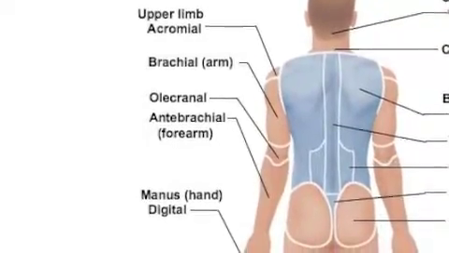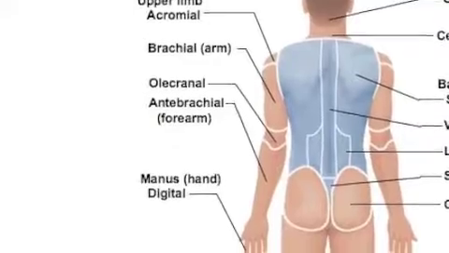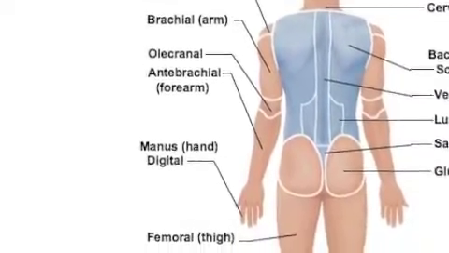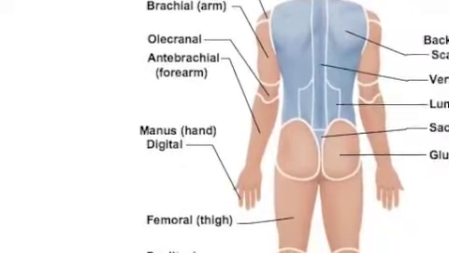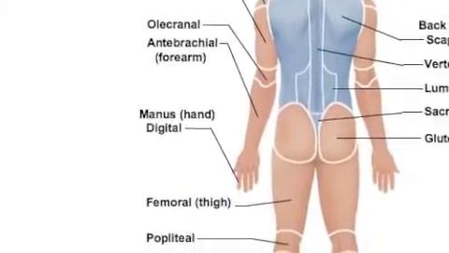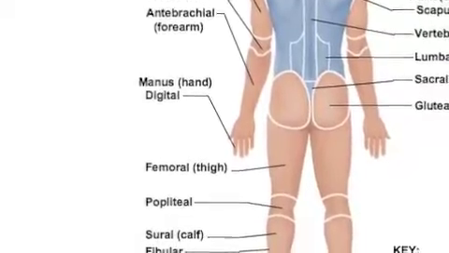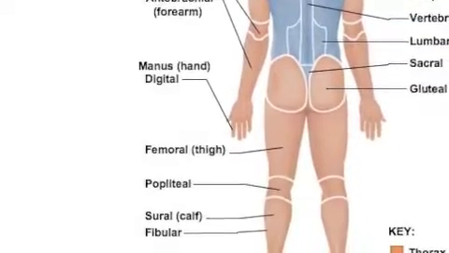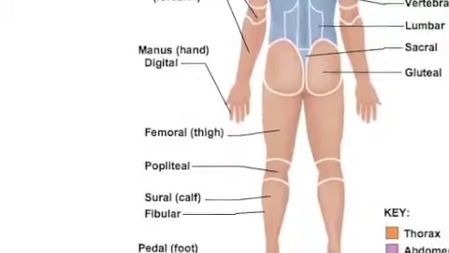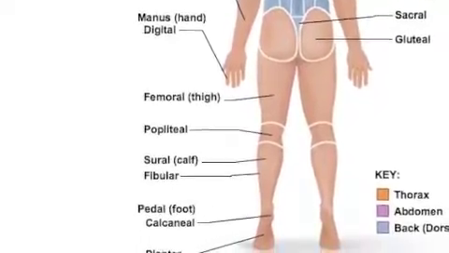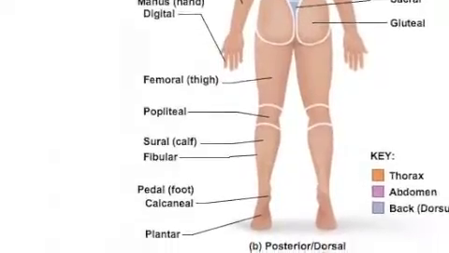We're only going to do the non-repeated terms. The other ones we already went through. So in the upper limb we have olecranon, and that's the tip of the elbow. And then in the lower limb we have the popliteal, and that's the back of the knee. Sural refers to calf. Pedal to the foot. Calcaneal refers to heel, and plantar refers to the bottom of the feet.